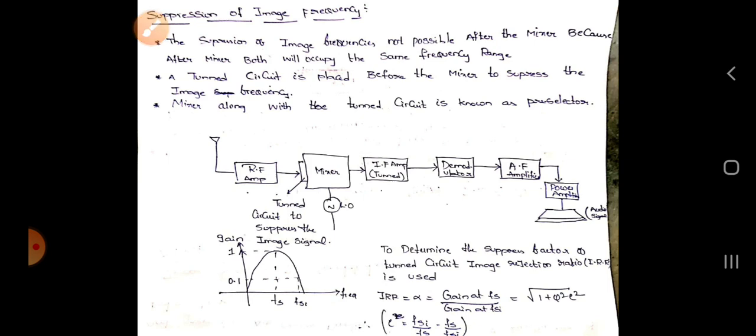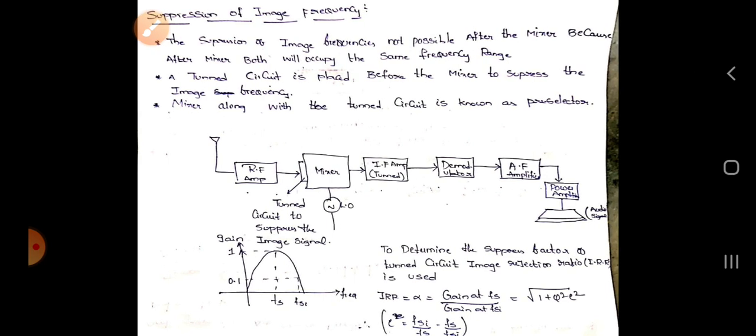Always the image rejection ratio should be very much greater than 1. That is nothing but the numerator value is always very high when compared to the denominator value, so that the gain at Fsi should always be low in order to get a very high image rejection ratio.